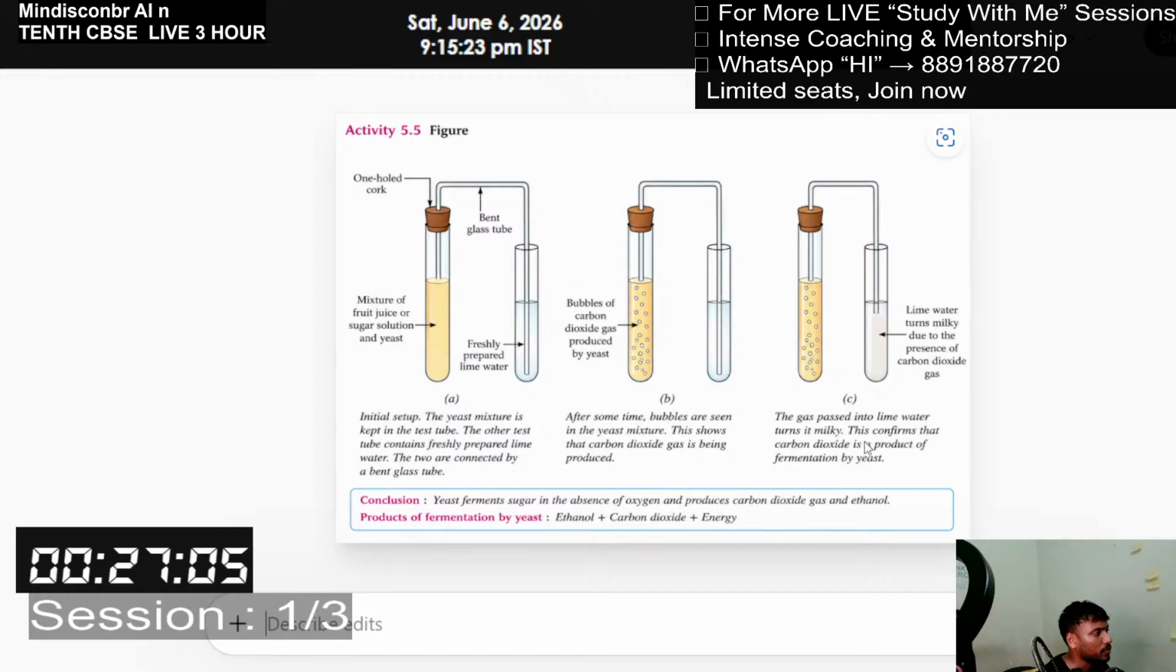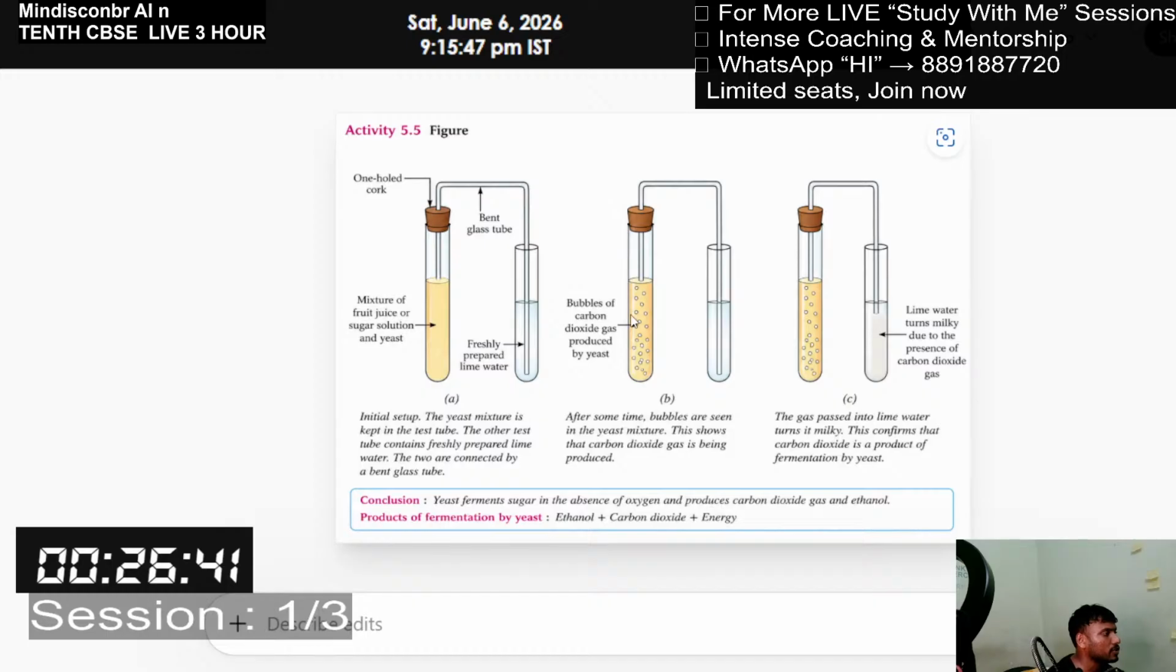The gas passed into the lime water turns it milky. This confirms that carbon dioxide is a product of fermentation by yeast. This lime water turns milky due to the presence of carbon dioxide gas. Yeast ferments sugar in the absence of oxygen and produces carbon dioxide gas and ethanol. Ethanol plus carbon dioxide plus energy are the products obtained by fermentation of yeast.